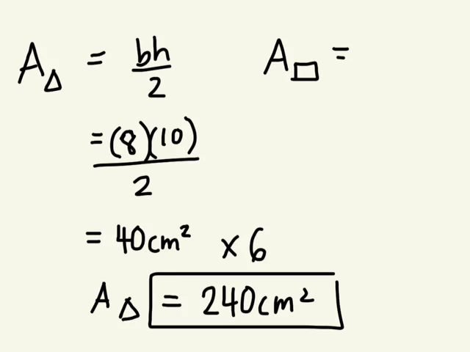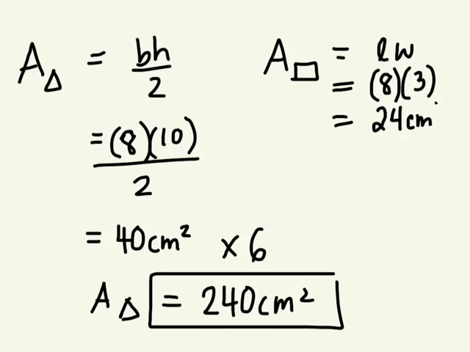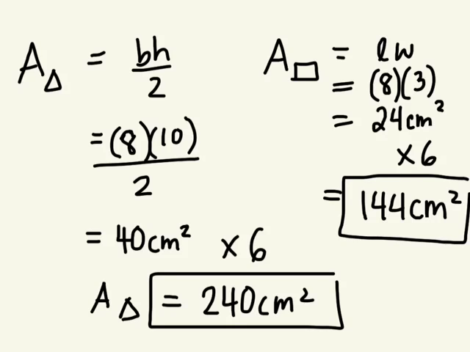How do you find the area of a rectangle? Length times width. What were the dimensions? What were the length and the width of the rectangle? Good. What's 8 times 3? 24. How many rectangles were there? Altogether, area of the rectangles, 144 centimeters squared. We now know the 6 rectangles, the 6 triangles, and the hexagon.